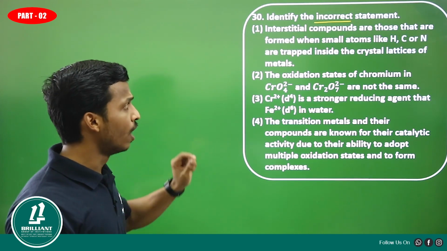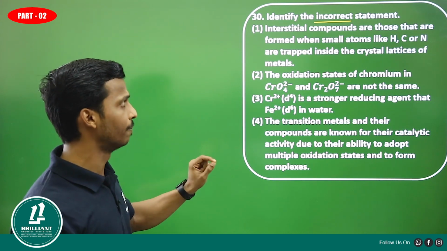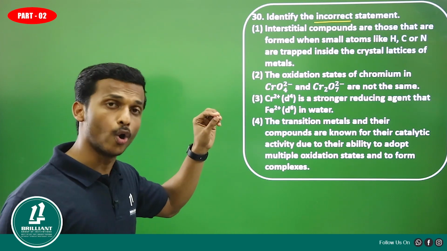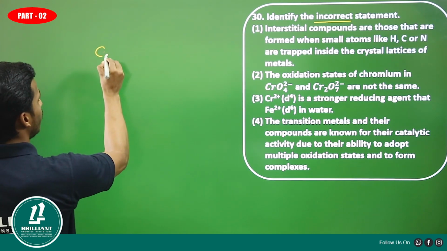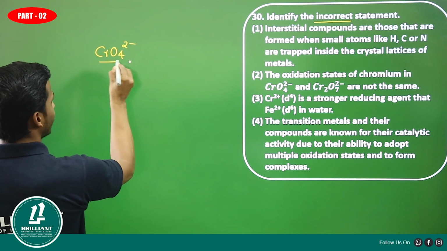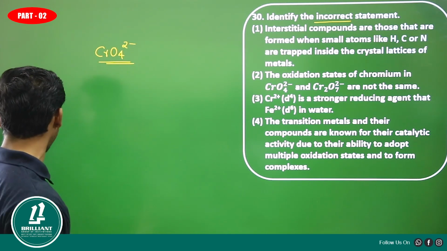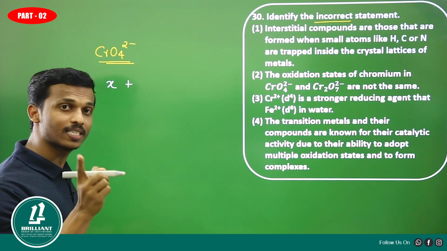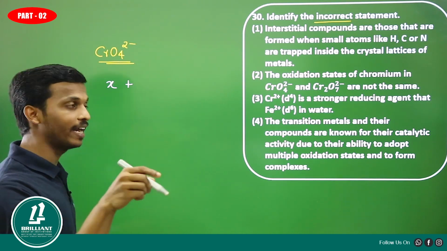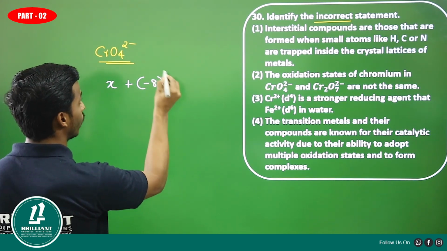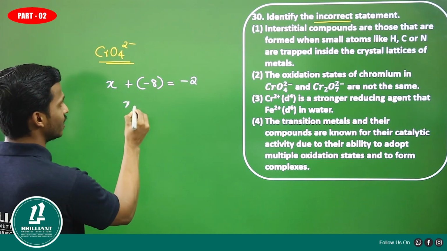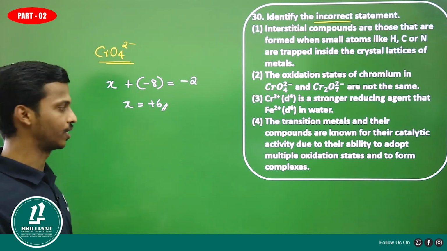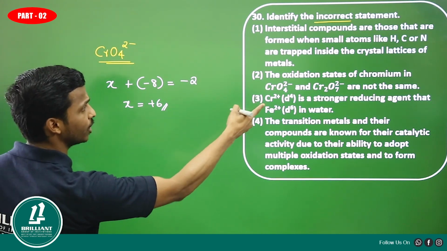What about the second statement? The oxidation states of chromium in CrO4 2- and Cr2O7 2- are not the same. Let's check it. What is the compound? CrO4 2-. Let's calculate the oxidation state of chromium here. Let me take it as X. The charge of one oxygen is -2, so 4 oxygen is -8. X minus 8 is equal to, what is the overall charge? -2. So X is equal to what, student? +6. So in this case, chromium is in the +6 oxidation state. Let's calculate the second species. What is given?